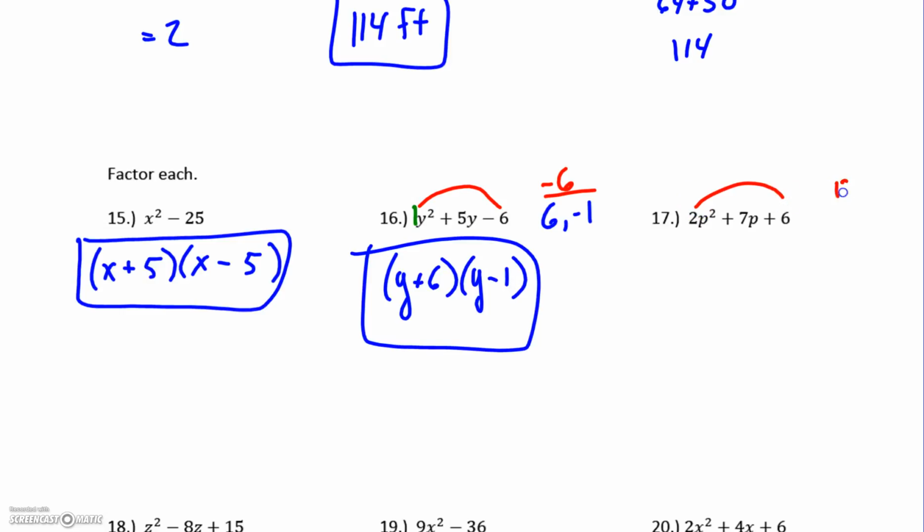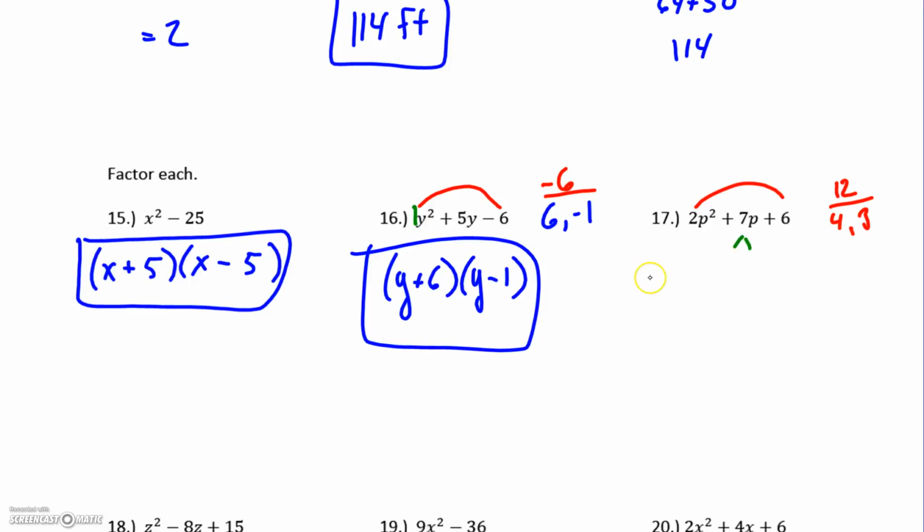So I build a bridge that gives me a positive 12. I need two numbers that multiply to positive 12 but add to this positive 7. And that's going to be a positive 4 and a positive 3. Since there's a 2 out front this time, I can't use my shortcut. I need to split up this middle term.